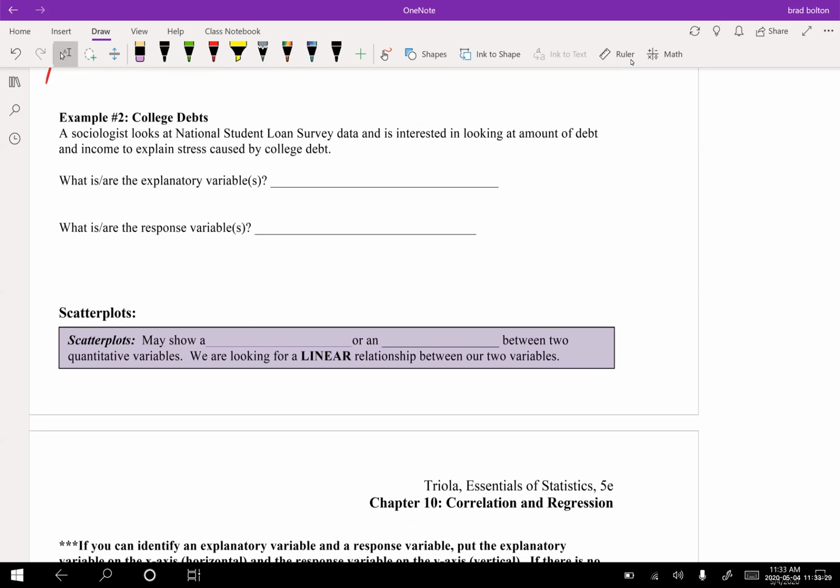So a sociologist looks at National Student Loan Survey data and is interested in looking at the amount of debt and income to explain stress caused by college debt. So what is the explanatory variable? Debt and income. So once again, this will be our X. And what is the response variable? Stress levels. Or your stress level or whatever, okay?